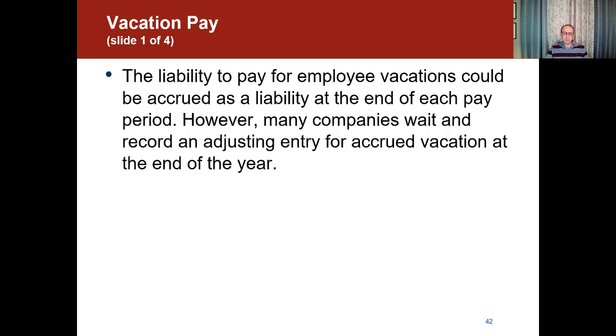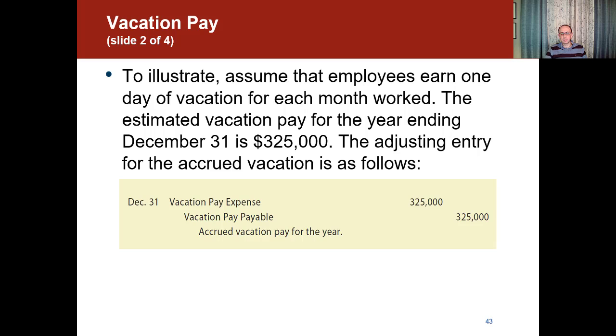What companies are supposed to be doing is that at the end of the period, let's say they pay their employees bi-weekly, they have to record this vacation pay every other week. If they pay monthly, then at the end of the month they should record the vacation pay or do an adjusting entry for that. However, most companies wait until the end of the year and record this vacation pay then. So let's see an example.